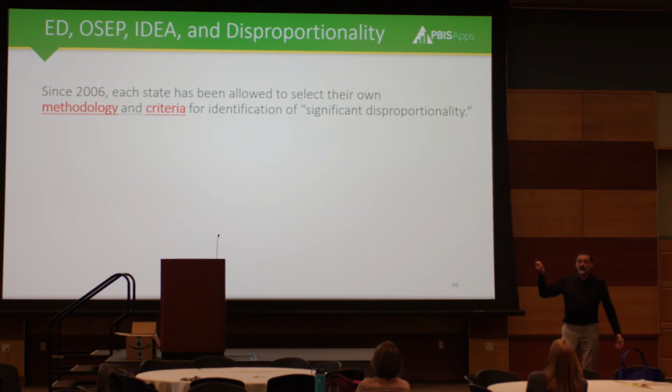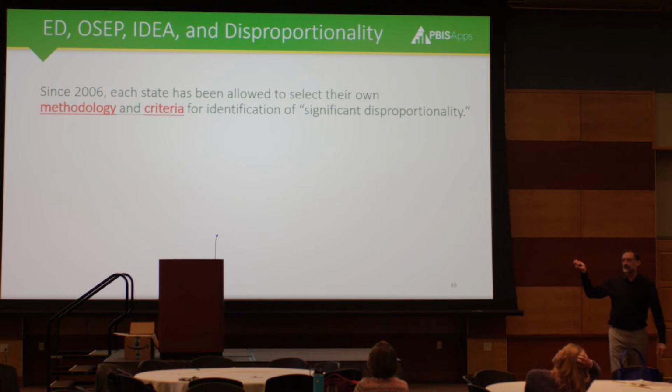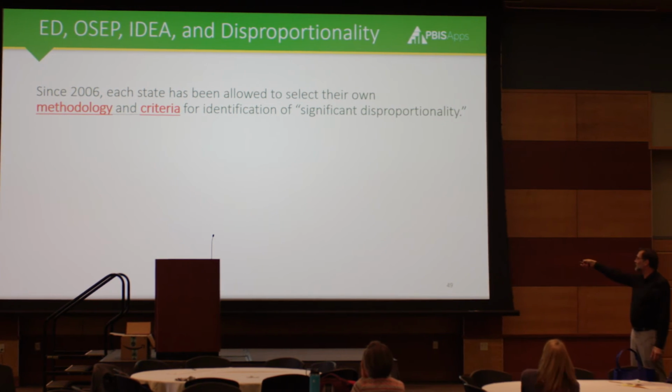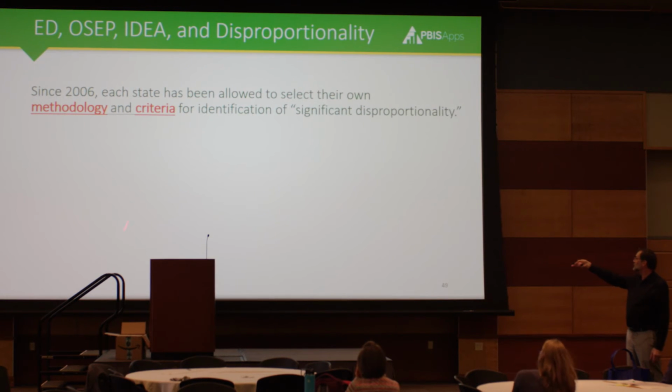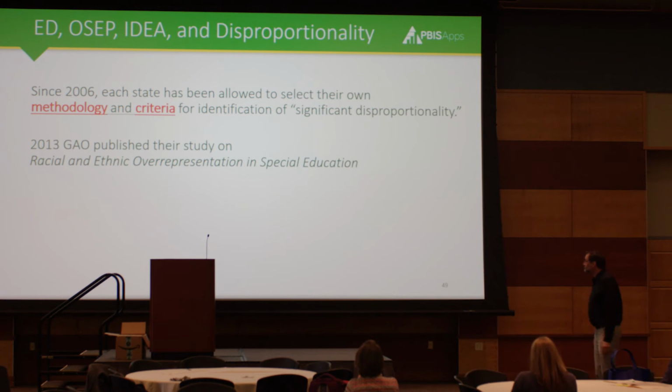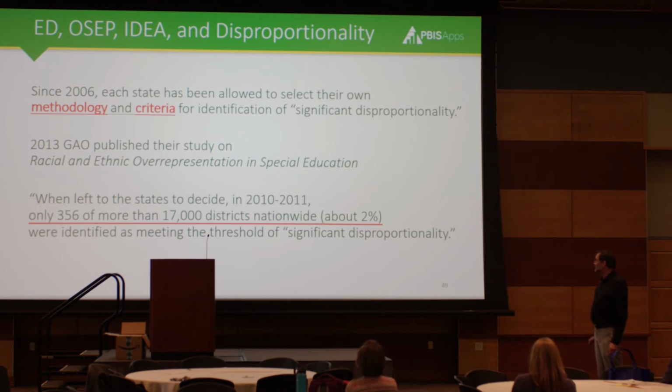In fact, since 2006, every state was able to choose how they were going to calculate significant disproportionality on their own. They got to look at their own methodology. They got to figure out how they were going to calculate it. And they got to figure out the criteria, the threshold for significant disproportionality. In 2013, the Governmental Accountability Office came out with this document that said, when we left it to the states, looking at the 10-11 data, 356 districts in the nation's 17,000 districts, about 2%, said they had significant disproportionality.